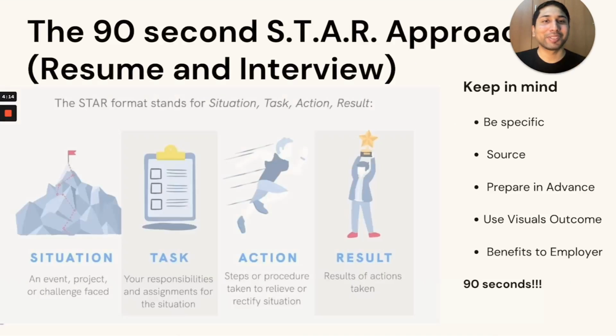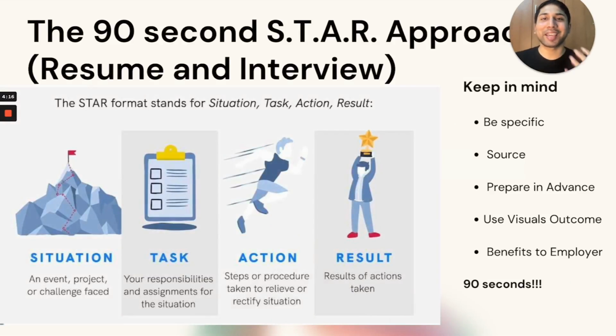So I have said STAR again and again. Let me summarize, let me crystallize what the 90-second STAR approach is, for resume and interview. So STAR is an abbreviation for situation, task, action, and result. These are the 4 things, 4 headlines or titles that you talk about when you answer a behavioral question.